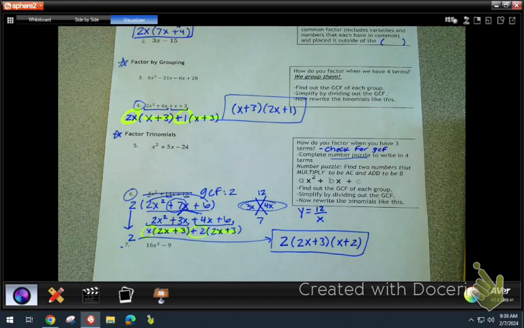Oh, I see. Okay, so there's my final factored form. So watch out for that. I believe there are going to be ones like that on the test that do have a GCF at the beginning. So really make sure you make a habit to check for that at the beginning.